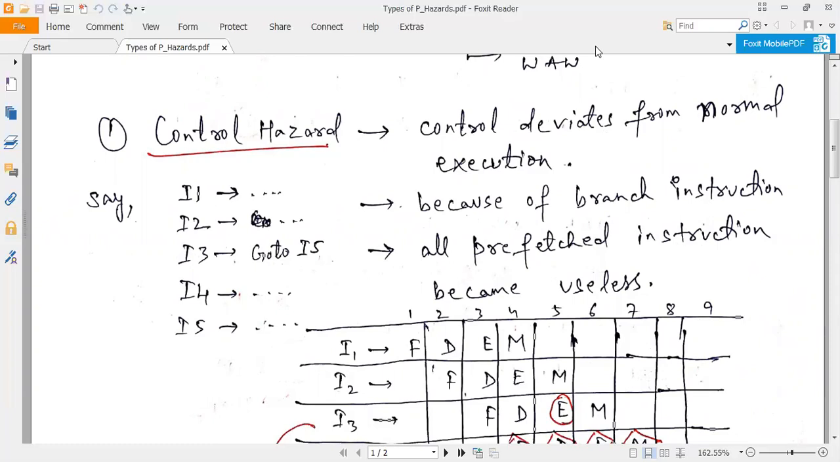How will we see this? So let's say there are 5 instructions. Instruction 1 will do something, instruction 2 will do something, then 3, 4 and 5. In instruction 3, I have written go to instruction 5. That means instruction 3 is saying the control should go to instruction 5. That means skip instruction 4.